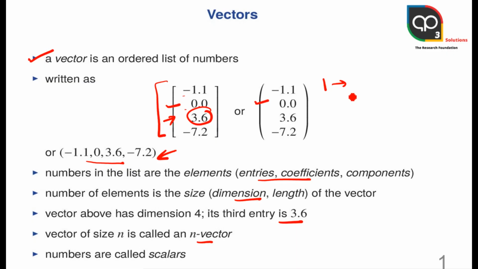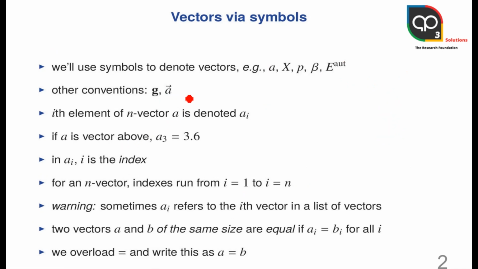Actually, we don't distinguish between a vector written with square brackets and a single number; we just specify 1.3, and it is the same number 1.3. We often use symbols to denote vectors, such as a lowercase letter, an uppercase letter, or a Greek letter like beta. If we denote an n-vector using a symbol like a, then the ith element of vector a is denoted as a_i, where the subscript i is an integer index that runs from 1 to n, the size of the vector.